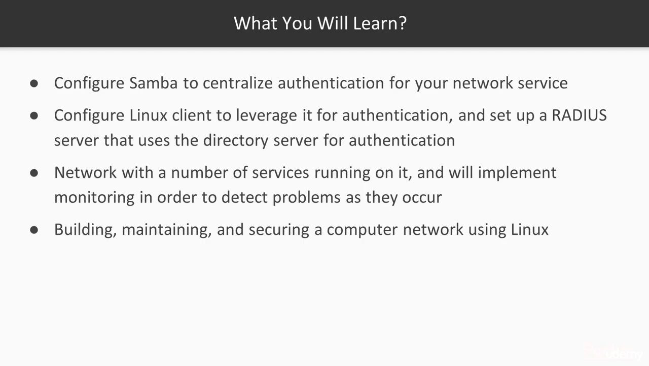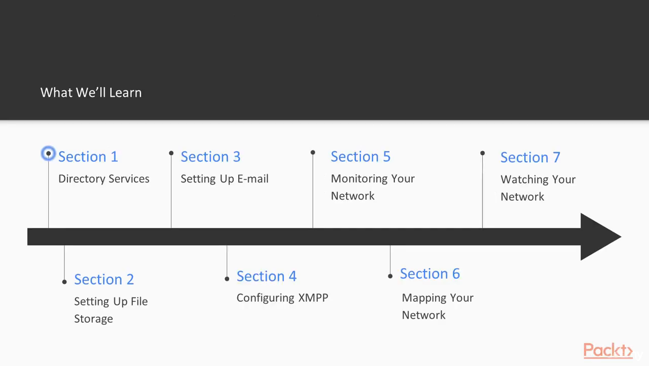We'll configure Samba to centralize authentication for your network services. We will also configure Linux clients to leverage it for authentication, and set up a RADIUS server that uses the directory server for authentication. Towards the end of the video, you will have a network with a number of services running on it, and will implement monitoring in order to detect problems as they occur. This video is packed with a practical and task-based approach that will walk you through building, maintaining, and securing a computer network using Linux. So now let's look at what we have got inside this course.